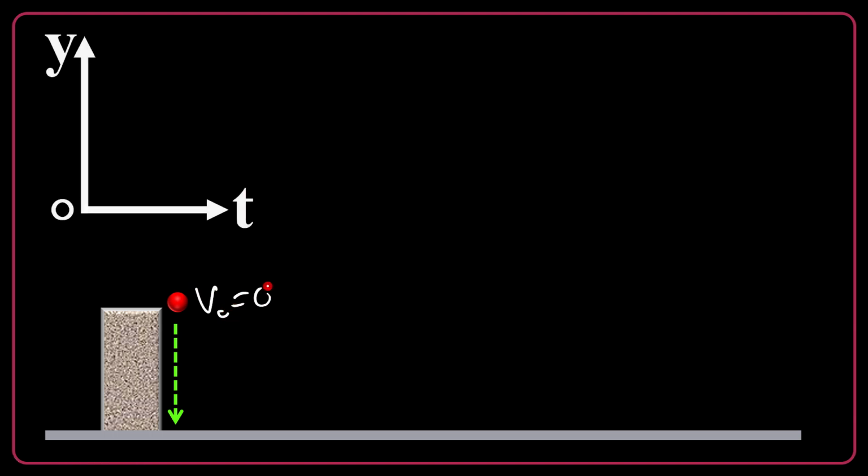Let's consider some more possible cases. Let's release an object from a certain height. Release means that the initial velocity is 0. So the YT graph will be a parabola starting from the maximum. So here the initial slope will be 0 because the initial velocity indicates initial slope of the tangent line. It's 0. It's very important.